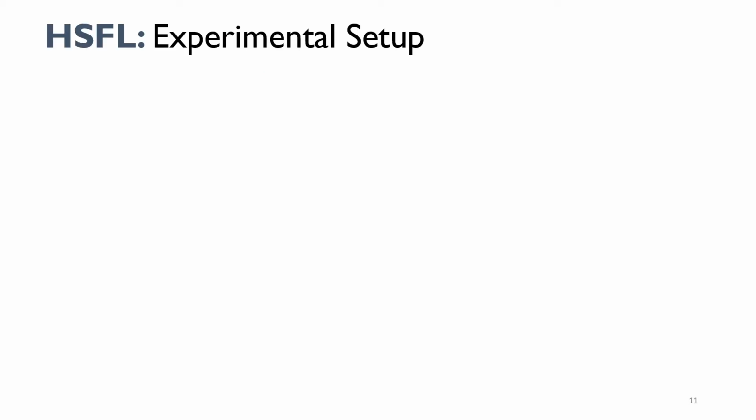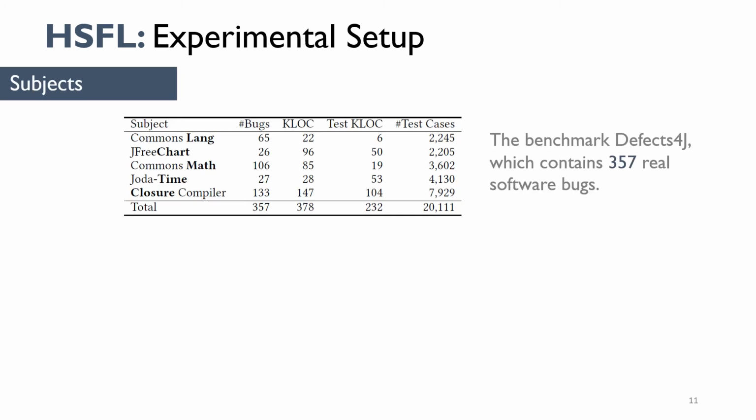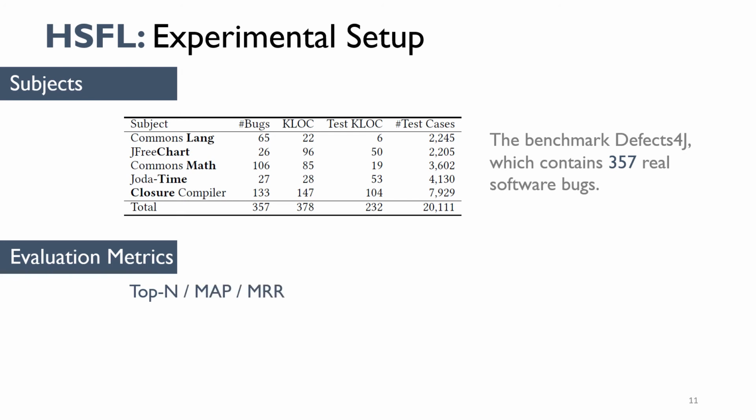To evaluate the effectiveness of HSFL, we use the Defects4J benchmark, which contains over 300 real software bugs. The Defects4J benchmark has been widely used in the evaluation of fault localization and program repair. Evaluation metrics include top N, MAP, and MRR.